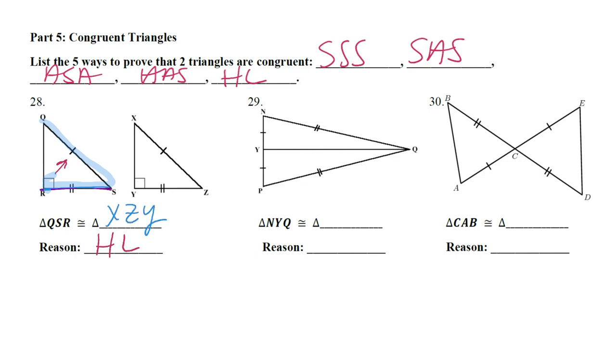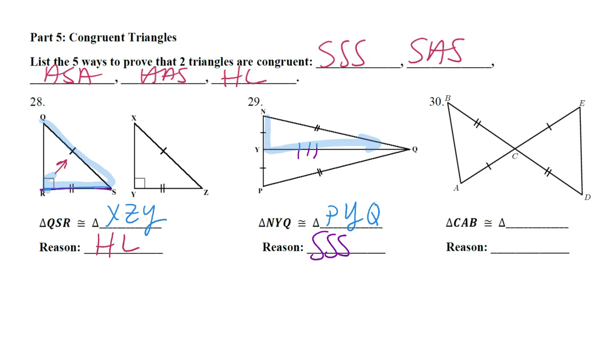All right, looking at number 29, do we have anything extra we can mark? We do. We have that joined side in the middle. So they are going to be congruent by side, side, side. Now the important part, the letters, we have N, Y, Q. So following that for the other triangle, we have P, Y, Q. You do have to make sure those letters are in the right order.